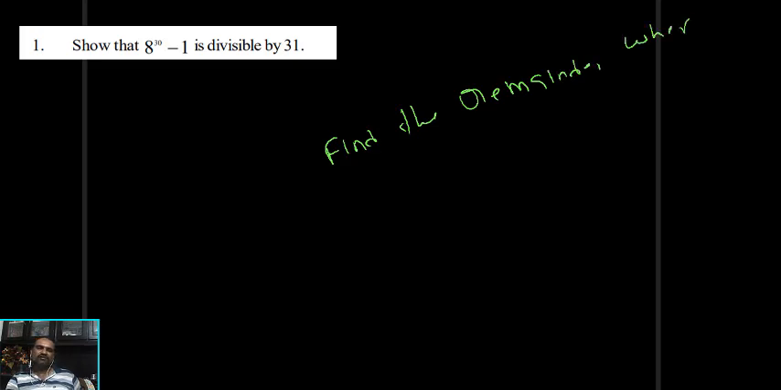Listen students, 8 power 30 minus 1 is divisible by 31. Or I will use another problem after that. Find the remainder when 8 power 30 is divided by 31. I will change the question, later I will write that. Okay, find the remainder when 8 power 30 is divided by 31. Same process. Let x be the remainder.